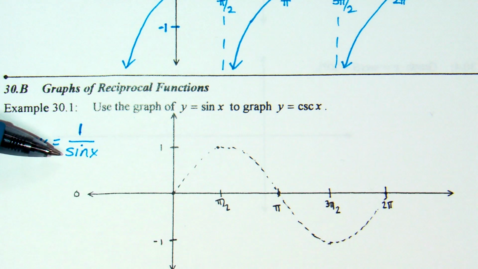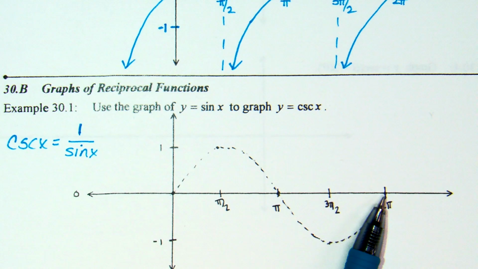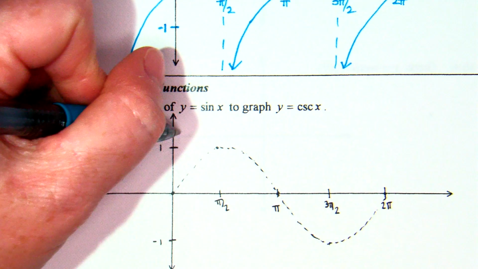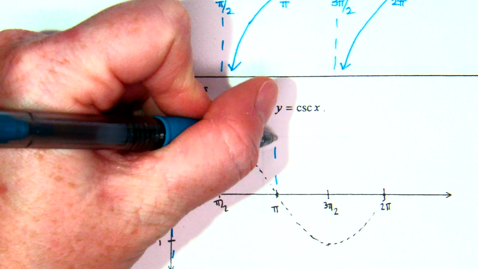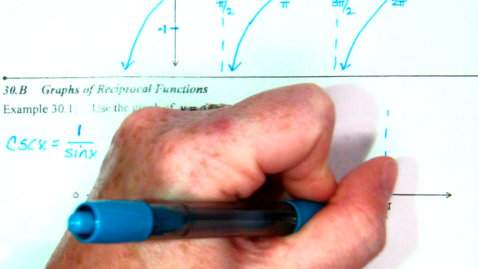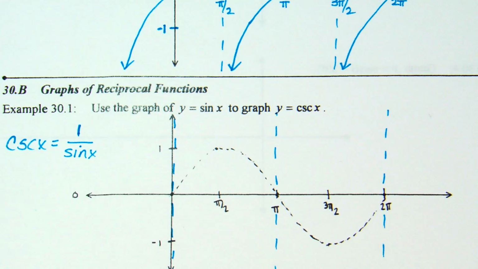So right here, we have 3 zeros of sine, 3 x-intercepts at 0, pi, and 2 pi. So those are now asymptotes. So we'll have an asymptote at 0, an asymptote at pi, an asymptote at 2 pi. Do you remember what the graph does between these asymptotes?